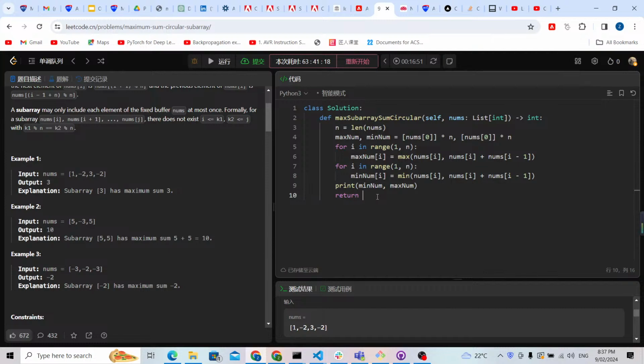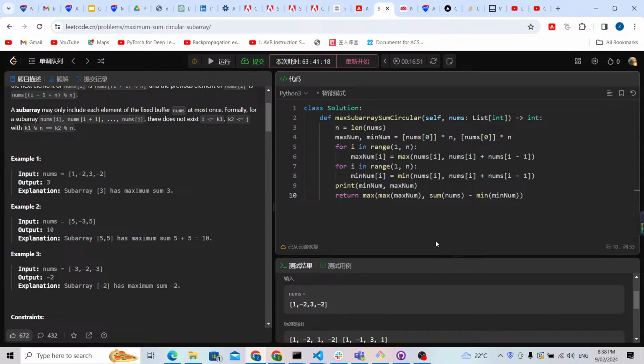Normally we can return the result by the maximum of max nums, with the total value. The total value is the sum of nums minus the minimum of min nums. So normally this is going to be the result. First of all, we check the maximum of max nums, and then we use the total minus this minimum nums.